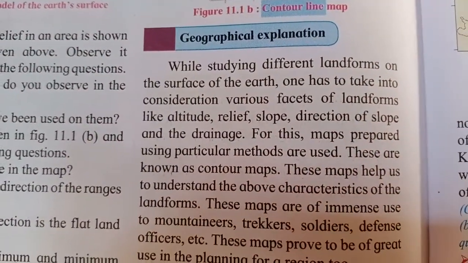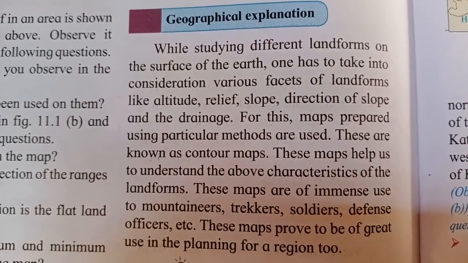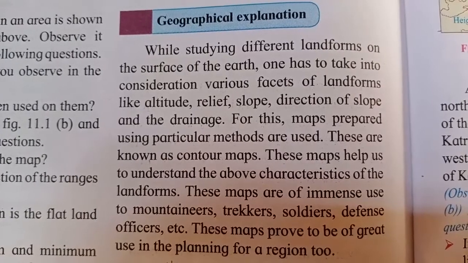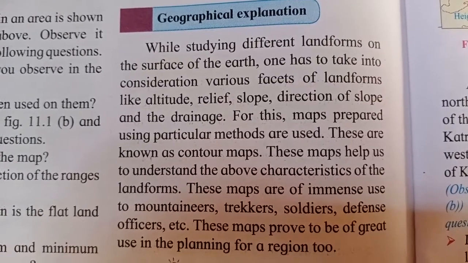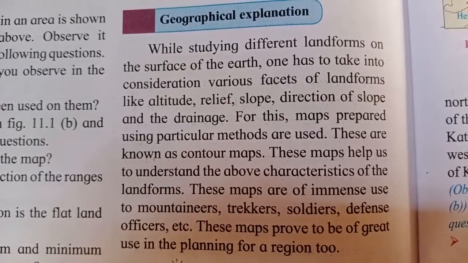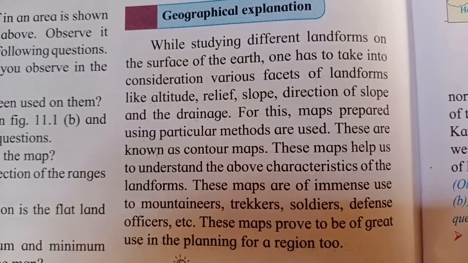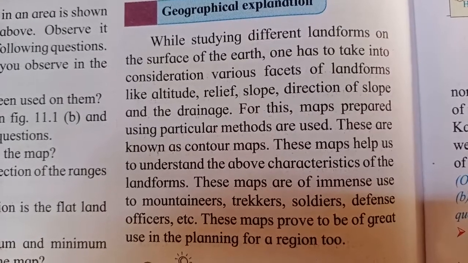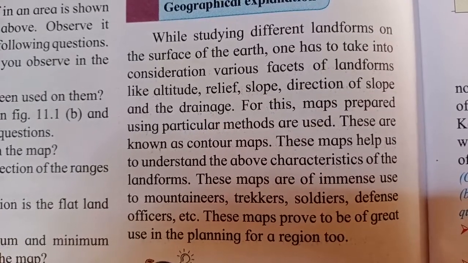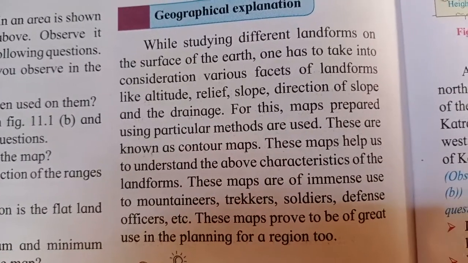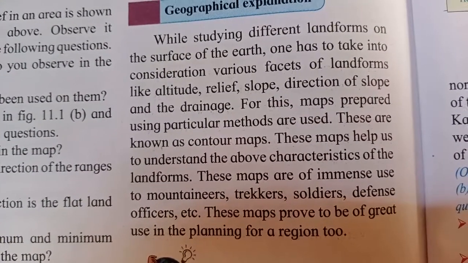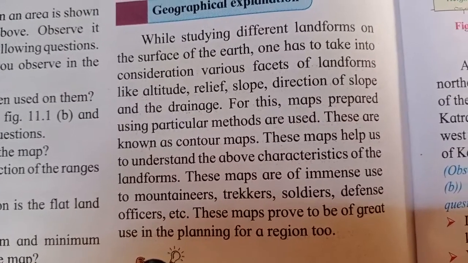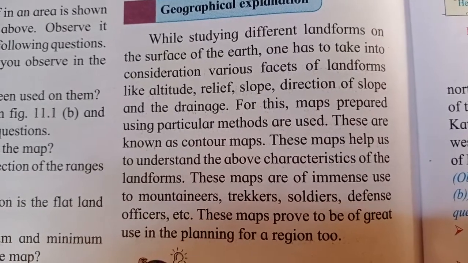While studying different landforms on the surface of the earth, one has to take into consideration various characteristics of landforms like altitude, relief, slope, direction of slope and the drainage. So we have to check the altitude, that is the height, the relief, the ups and downs, the slope, the slanting part, the direction of the slope, whether it is north, south, east or west, and the drainage. Drainage is the river or the water which is flowing.